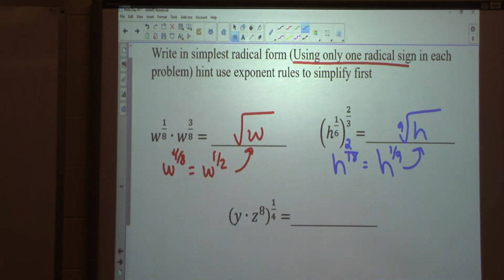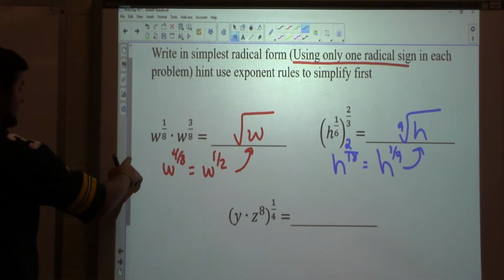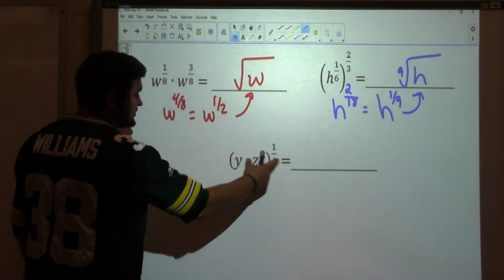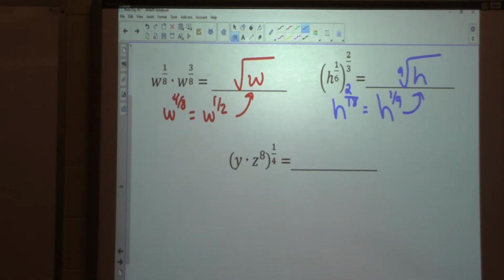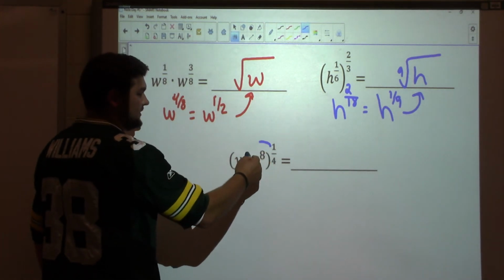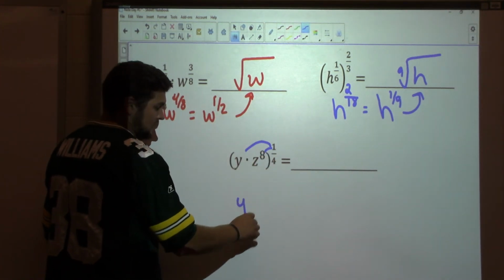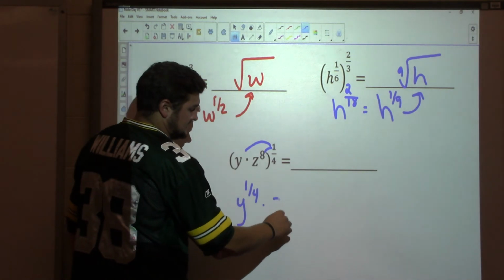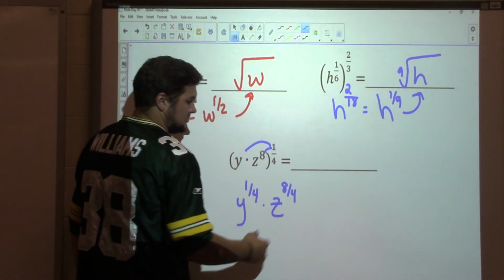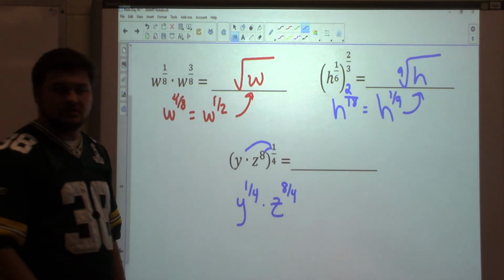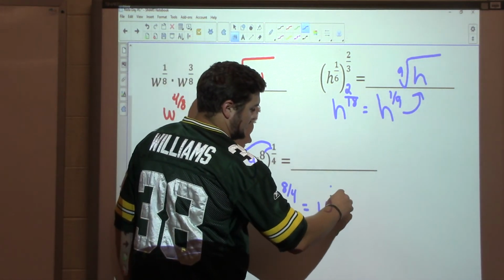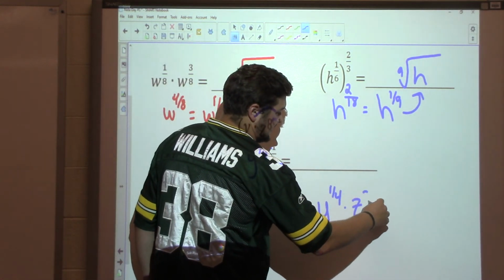Okay? Uno más. One more. What's that mean? One more. Down here, we have a product with powers to a power. What am I going to do with that exponent, that 1/4? So to the d. Distribute it. And we're going to multiply any exponents that we get together here. So we get y to the 1/4 times z to the 8/4. What's 8/4? 2. So y to the 1/4 times z squared.